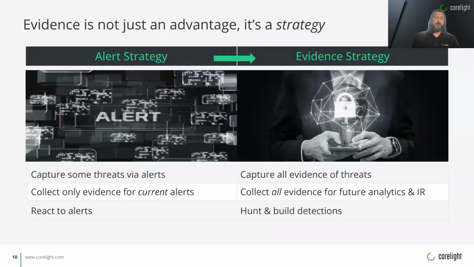So when we talk about this evidence and we talk about alerts, I think there's a difference in strategy. And this is what we've seen based on the customers that we work with in the community, that there tends to be two different strategies. One is more of an alert-based strategy, and the other would be an evidence-based detection strategy. And that evidence-based detection strategy is put in place by defenders that really see that evidence as the heart of security and protecting their organization.